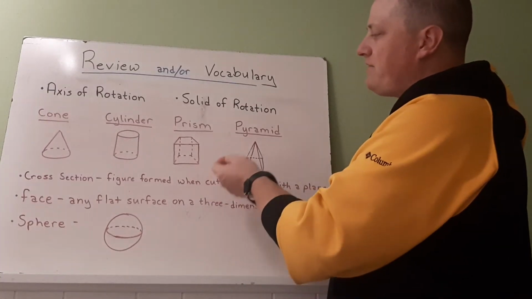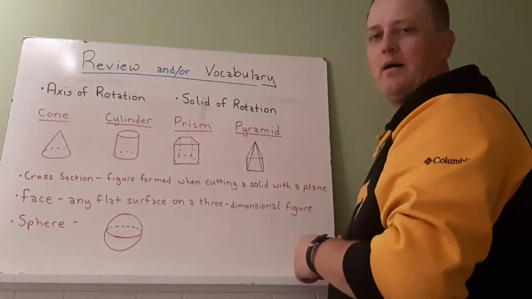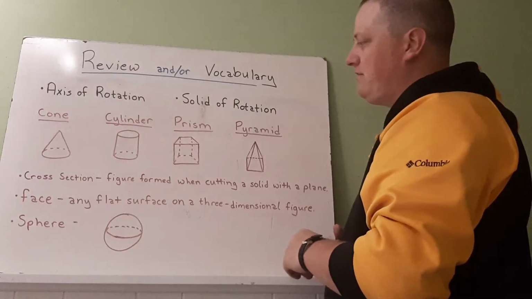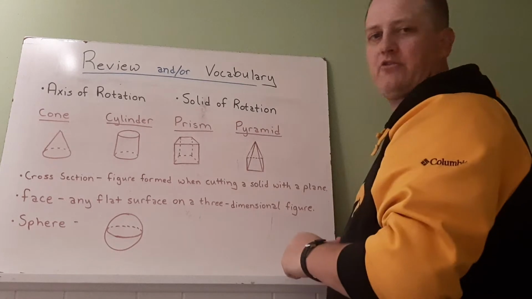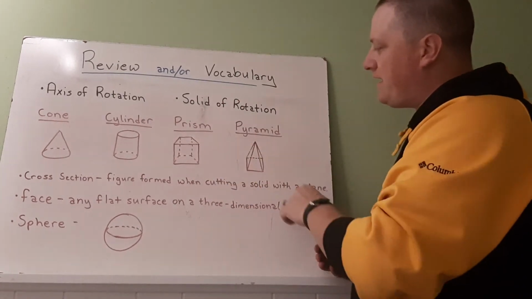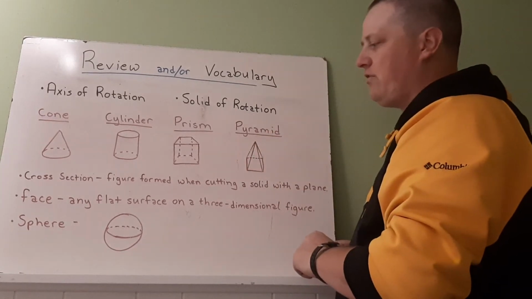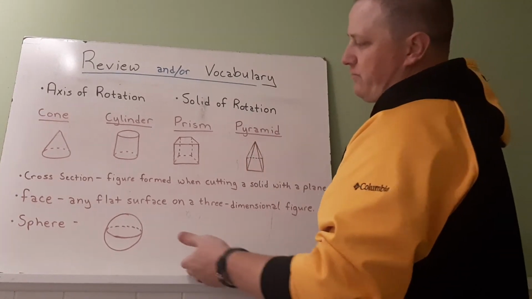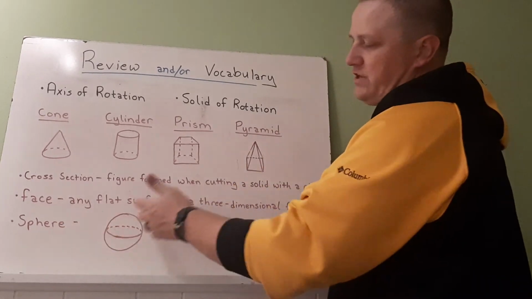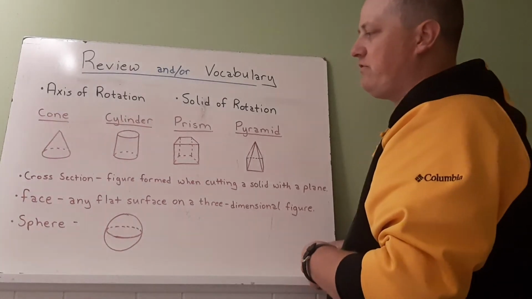And then we have a prism. A prism is where we have two non-circular bases. So here they look like trapezoids, and then they are connected with sides. And then a pyramid is when we have a non-circular base, and then it goes up to a point. And then our last one down here is a sphere, which is like a basketball or a volleyball. It's that circular three-dimensional shape.